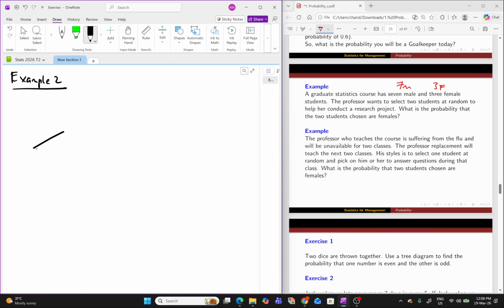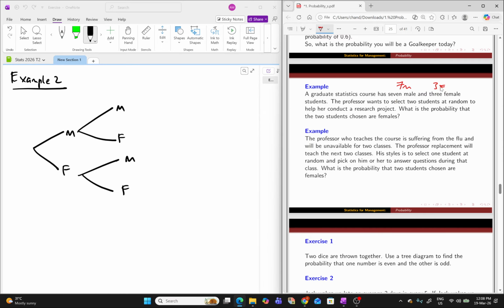Okay, male, female. The probability of choosing a male as the first student, this is the first student, this is the second student, can be male, female. The probability of choosing a male is 7 out of 10. This one is 3 out of 10 for female.